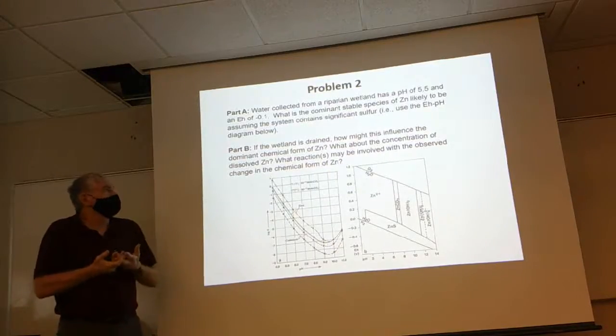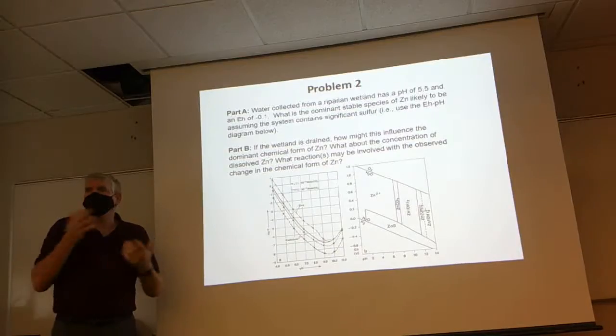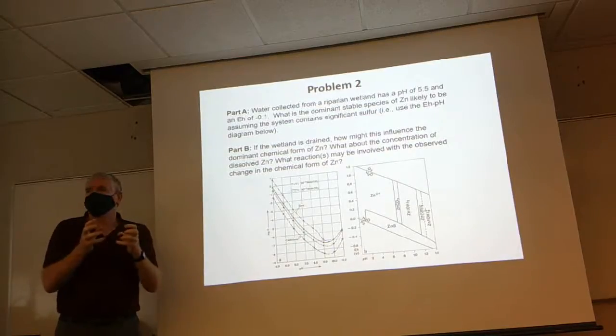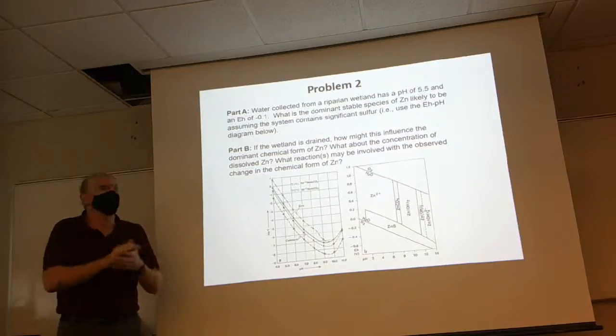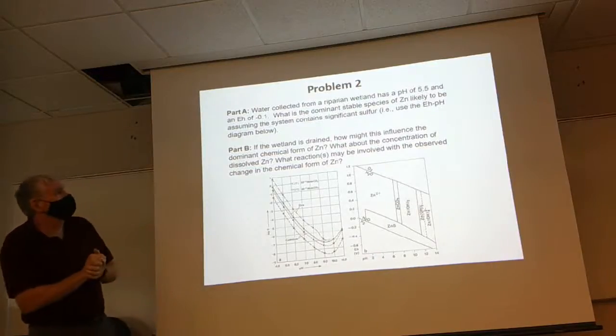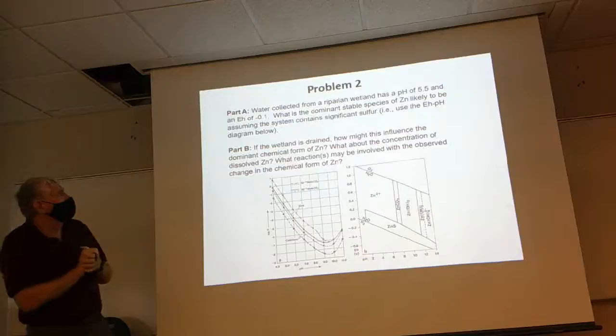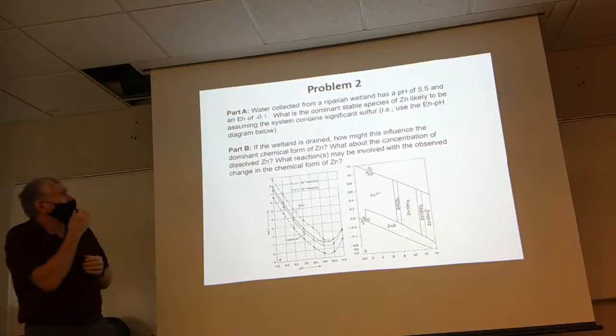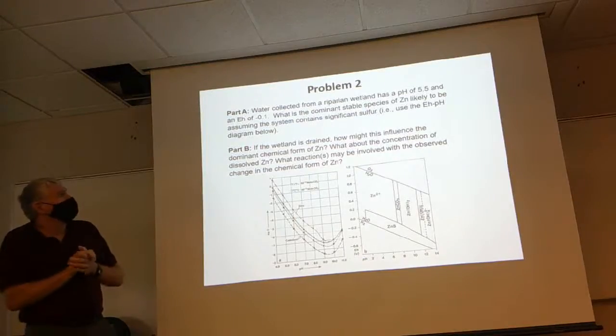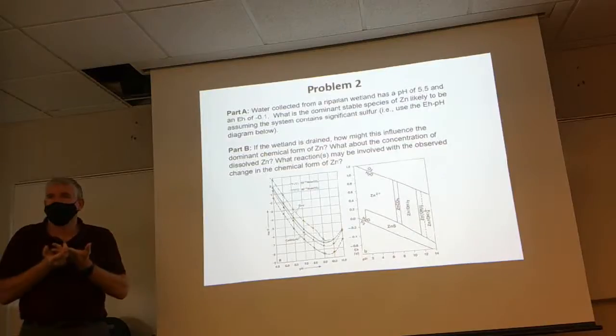And we collect water from a riparian wetland. So what's a riparian wetland? Do we all know what that is? So this wetland along the stream channel has a pH of 5.5 and an EH of minus 0.1. What's the dominant stable species of zinc likely to be, assuming that the system contains sulfur?